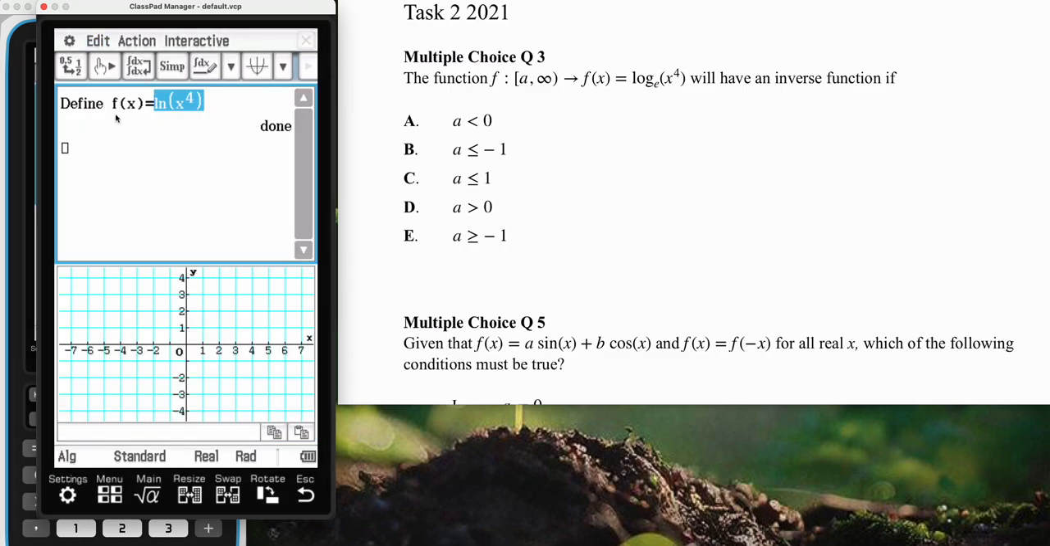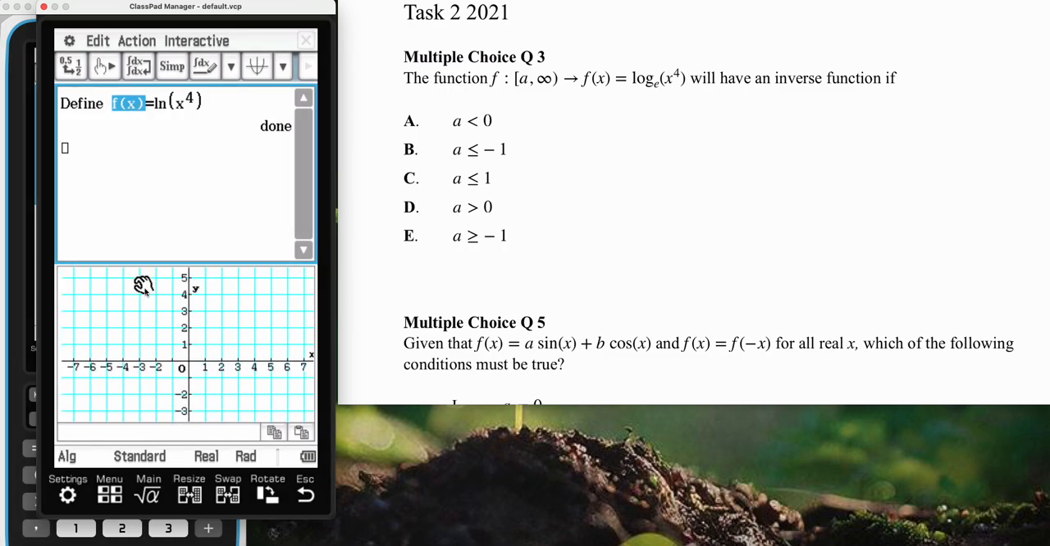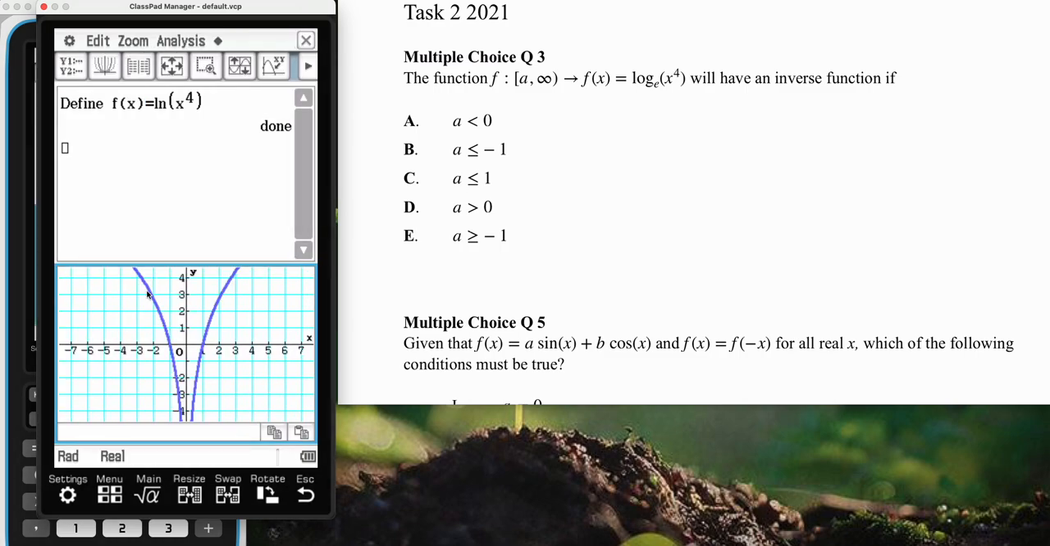Okay, we sketched this graph. What's the question? The question is, there's a function, it will have an inverse function if... What's going to happen with this inverse function? Well, it's only going to have an inverse function if it's one to one. And what's the smallest value of a that will be? So the best way that we can approach that, I think, is to sketch a graph. And we have sketched the graph there, as you can see.